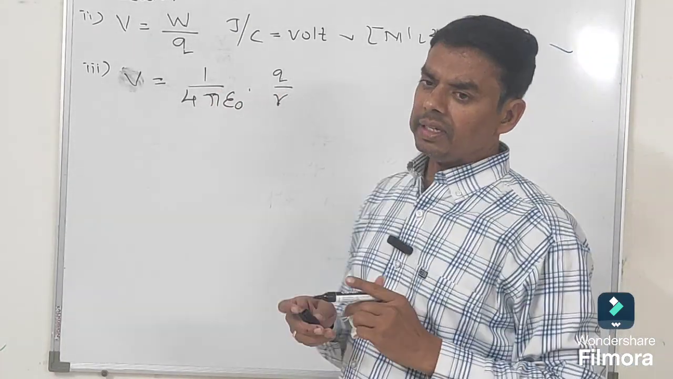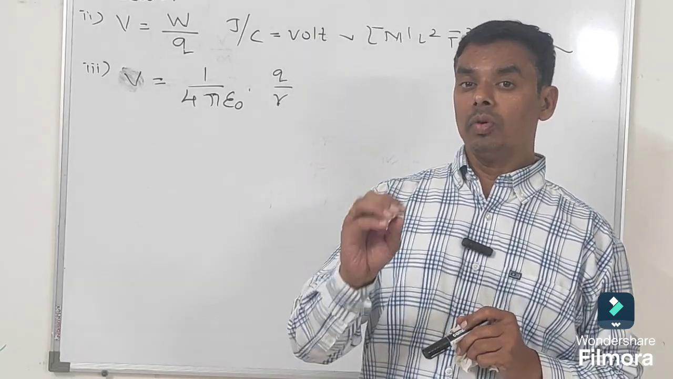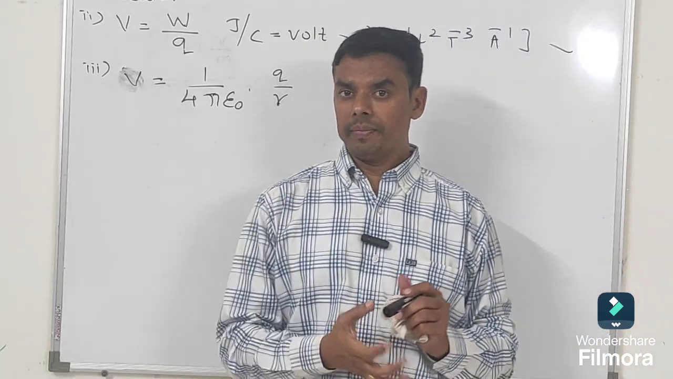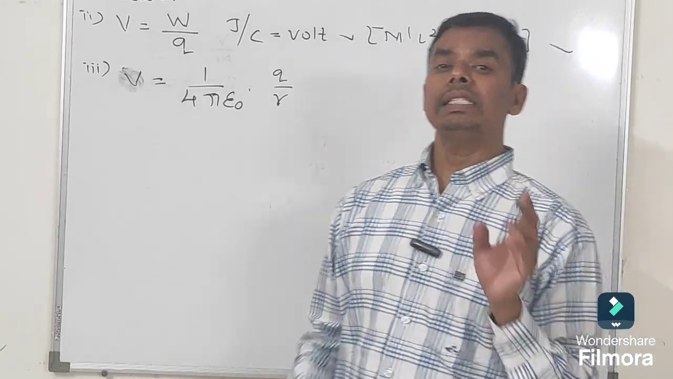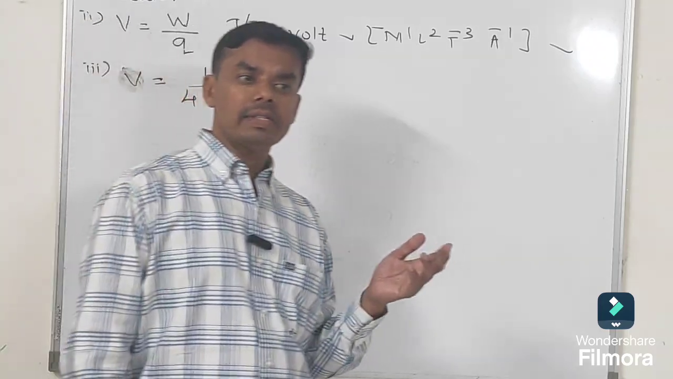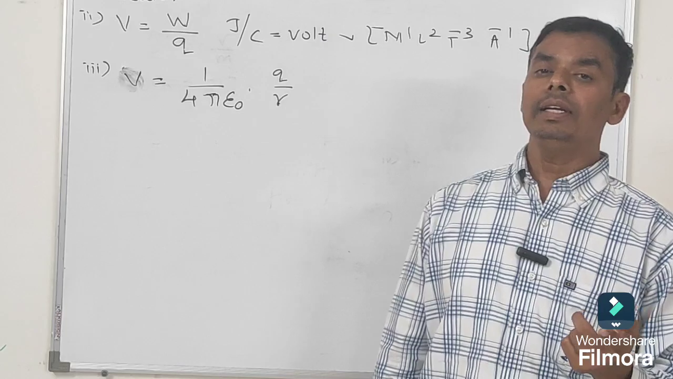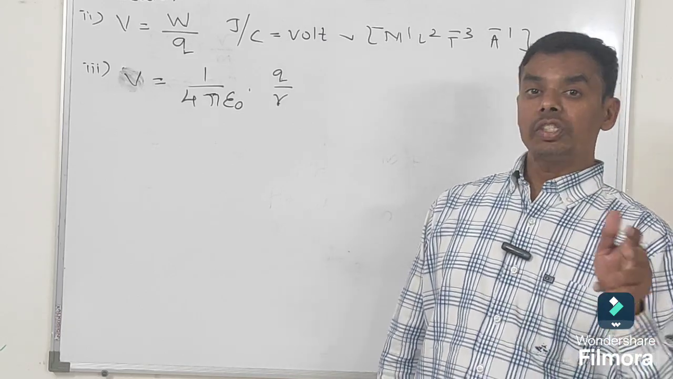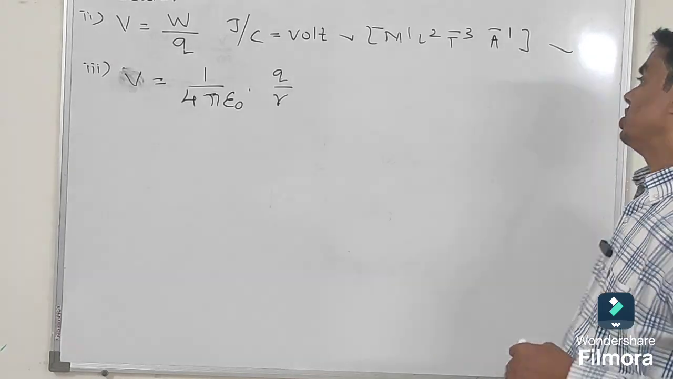Now understand one important thing here. Electric intensity and electric potential both represent the strength of the electric field, and the important difference is that the strength of the electric field in terms of a vector quantity is electric intensity, while the strength of the electric field in terms of a scalar quantity is electric potential.